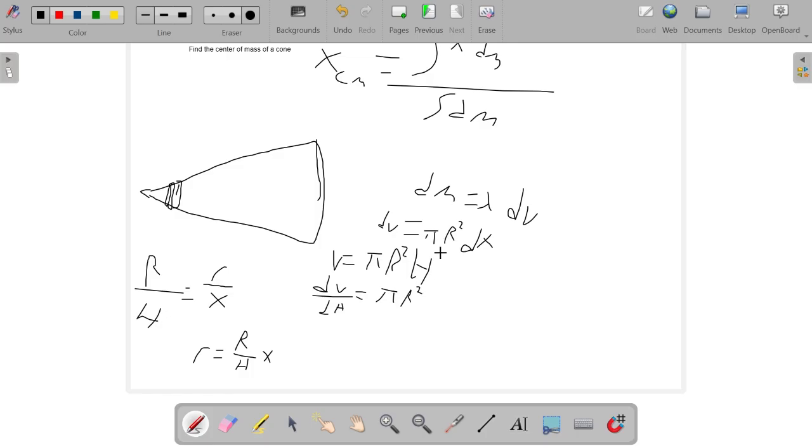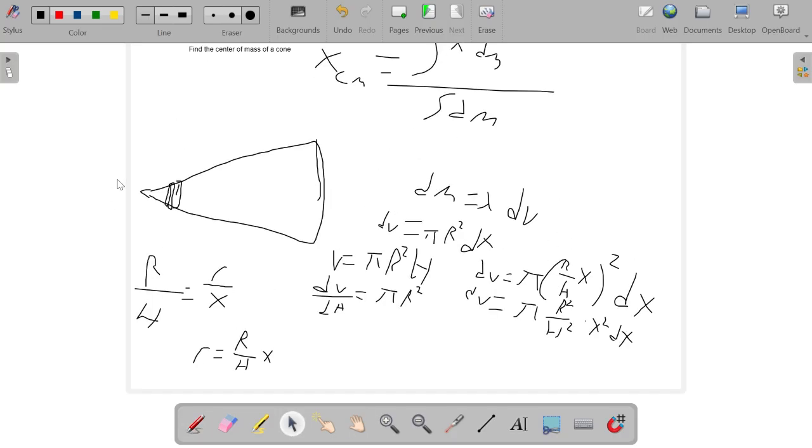And we can plug this little r in for this big r. Don't ask why I wrote it like that, I just didn't write it amazingly. So dv is equal to pi times (r over h times x) squared dx. Or just dv is equal to pi r squared over h squared times x squared dx.